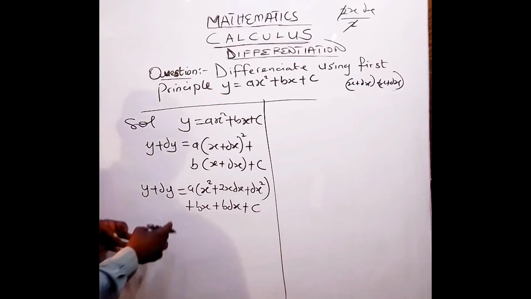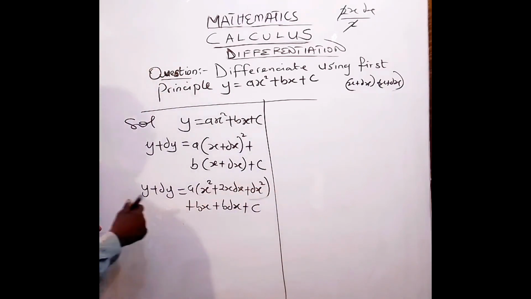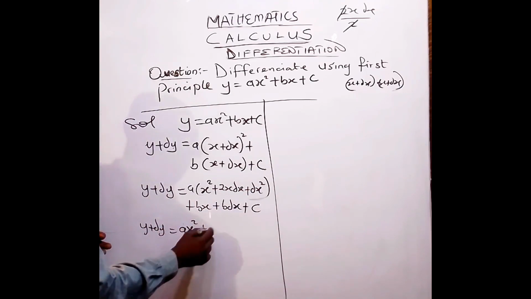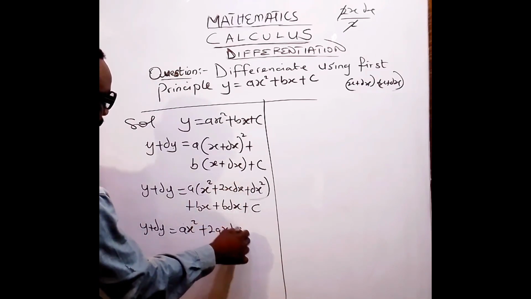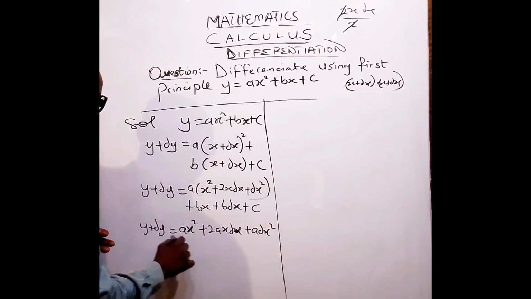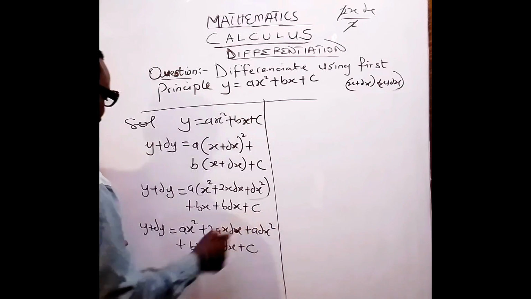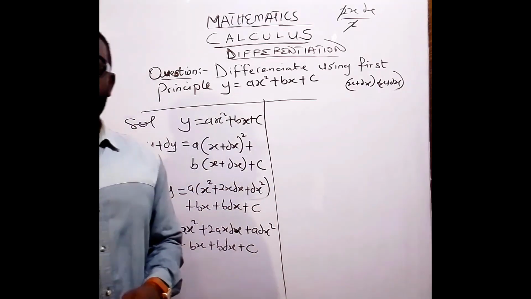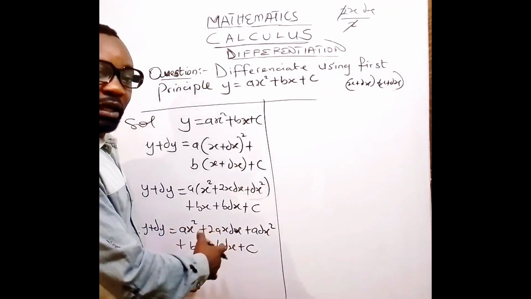Now, at this stage, you can say, okay, let's use a to multiply through in this bracket here. We are going to have y plus dy will be equal to ax squared plus a times 2x dx, that's 2ax dx, plus a times dx squared, a dx squared, plus bx plus b dx plus c. That is the value that all these things transform into. At this level, we have seen every value at the right hand side, that is the x-axis value.